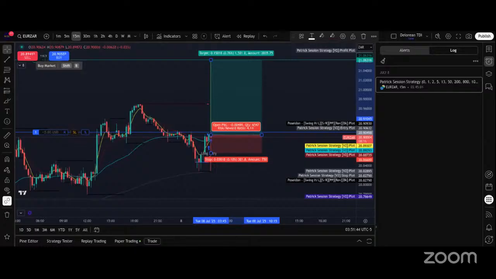And here's your next call. The Euro versus the South African Rand, EURZAR, 15-minute confirmation. A market execution buy. Entry price is 20.90498. Stop loss is 20.86680 for 382 pips. Take profit is 21.06316 for 1,582 pips and a risk to reward ratio of 4.14.